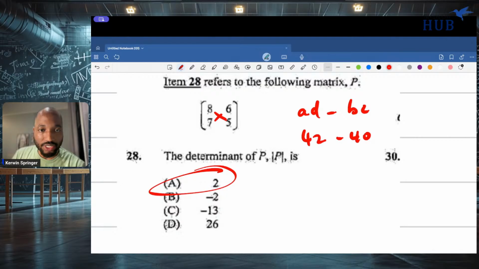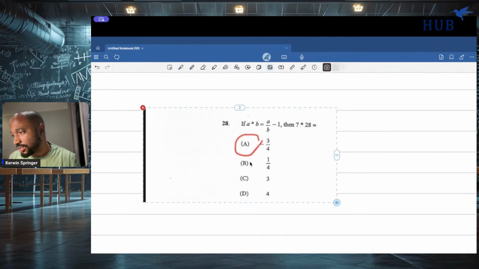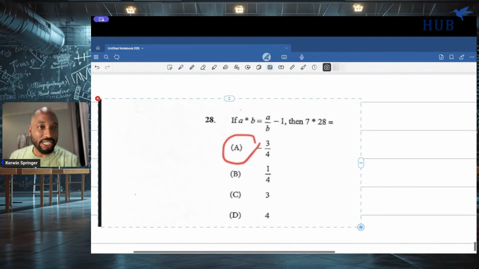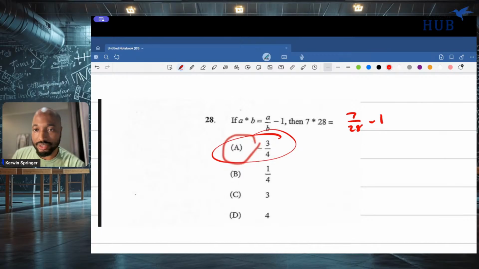Looking for some more questions now. Let me see if this person had the right answer. Last time they had one right, one wrong. Let me see if they get this one correct. I think they get this one correct. A star B. And this time they have the A and B in the right spot. A star B is equal to AB minus 1. So 7 over 28 minus 1. Negative 3/4. You're correct this time, my brother.